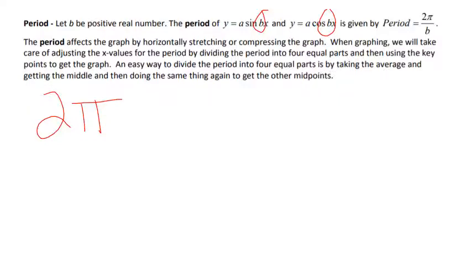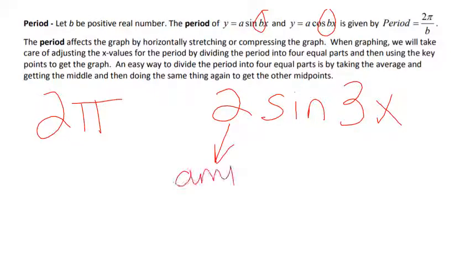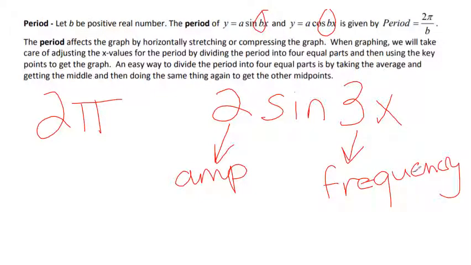So let's say, for example, you had 2 sine of 3x. Well, this would be your amplitude. And this would be what we call your frequency. Frequency is how many. So we would have to take that 2 pi and divide it by the how many, by 3. And so each one would now have a period of 2 pi over 3. We're just subdividing.